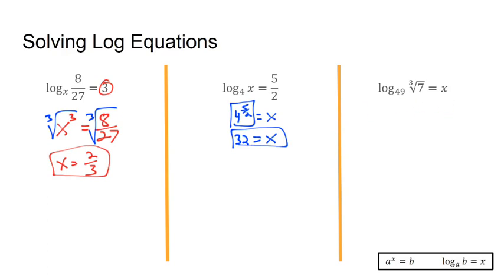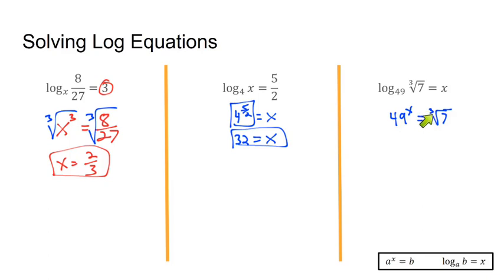Same song, different verse. I'm going to start by taking this logarithmic form and rewriting it in exponential form. So this number becomes my base, over 49. This number becomes my exponent. And that's going to be equal to the cube root of 7. Now we have an equation here we're trying to solve, and this one requires a little bit more ingenuity to solve.